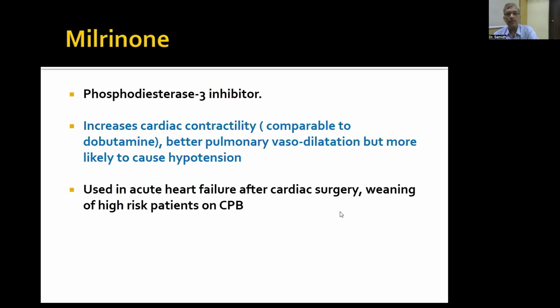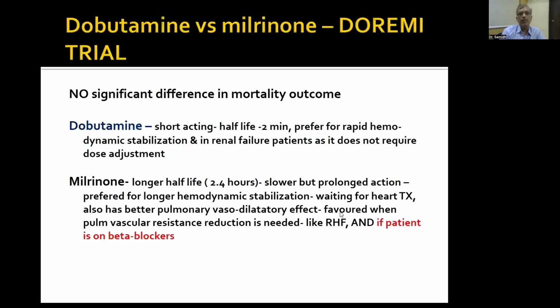So it is not dependent upon the adrenergic receptors. It increases cardiac contractility comparable to dobutamine, has better pulmonary vasodilatation, but is more likely to cause hypotension compared to dobutamine. It is used in acute heart failure after cardiac surgery, and also in weaning the high-risk patient on cardiopulmonary bypass. There is one study which compared dobutamine and milrinone, known as the DOREMI trial, and they found that there is no significant difference in mortality outcome.